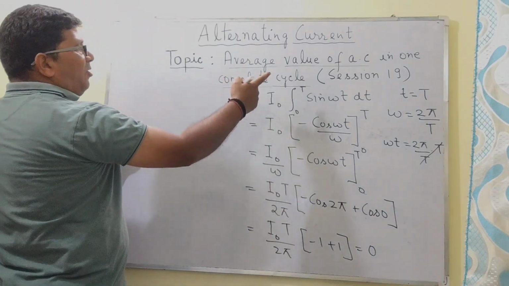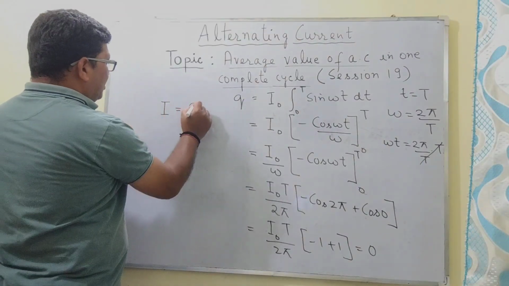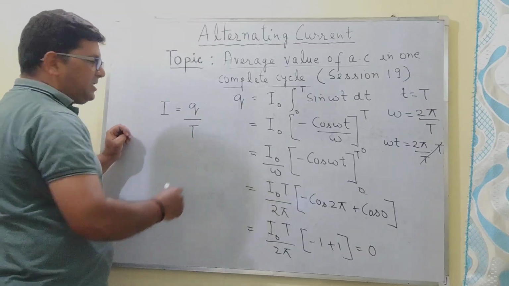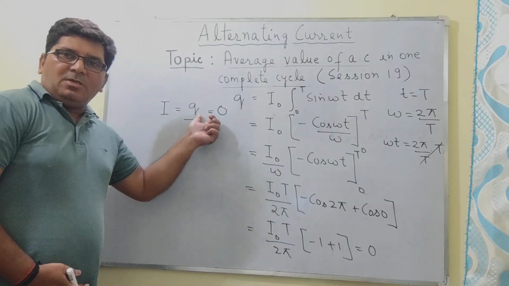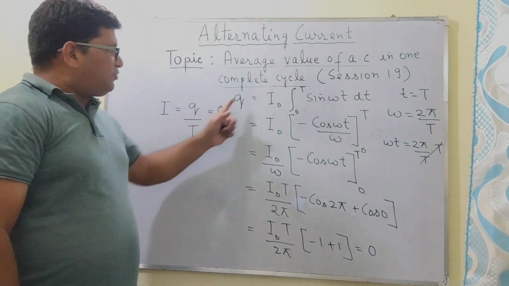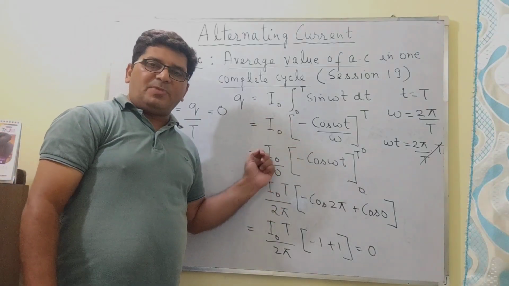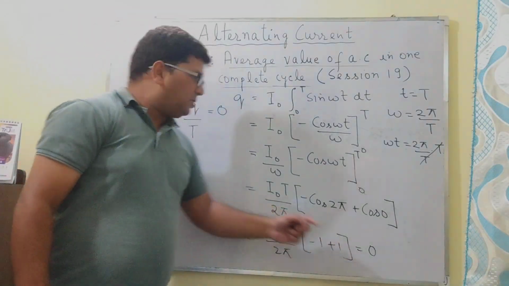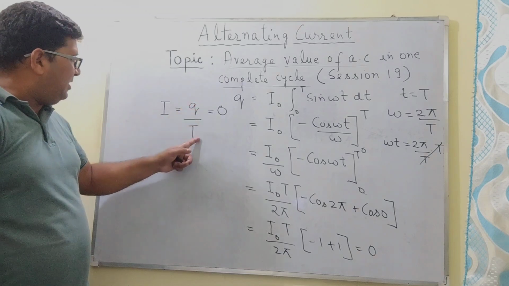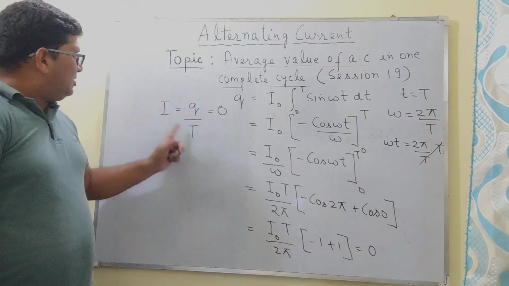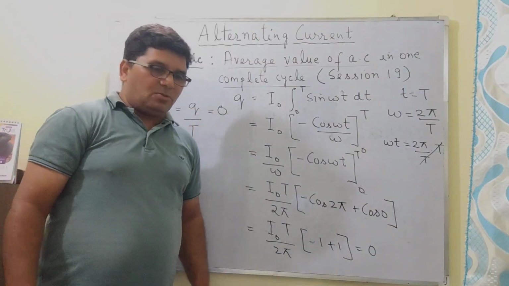So the average value of alternating current in one complete cycle will be equal to Q upon T, where T is the time period. Since the total charge flowing in this AC circuit in one complete cycle is equal to 0, Q is equal to 0, so the average value of alternating current in one complete cycle will be equal to 0.